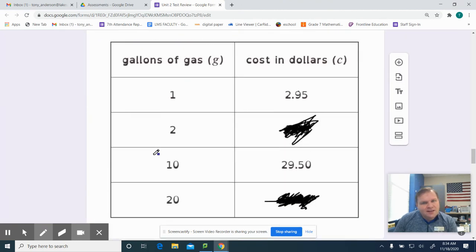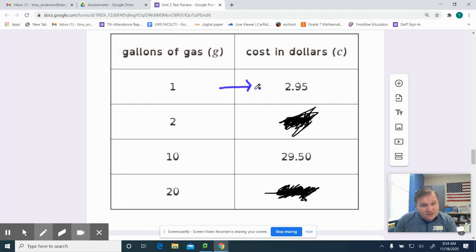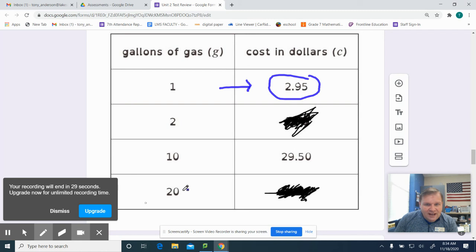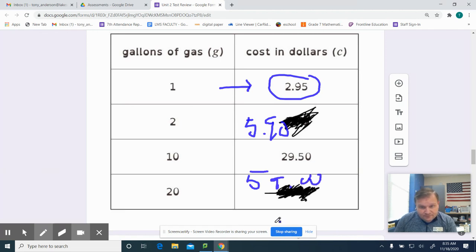So it's there. And this one is the answer because you get more water in less time. This one, find that constant, which our constant right here is 295. So we're going to multiply 2 times 295, and it's going to be 590, and this one's going to be $59. Okay?